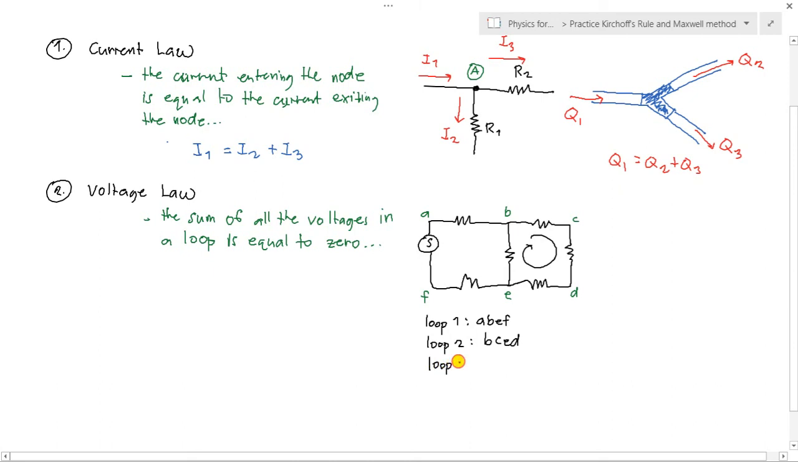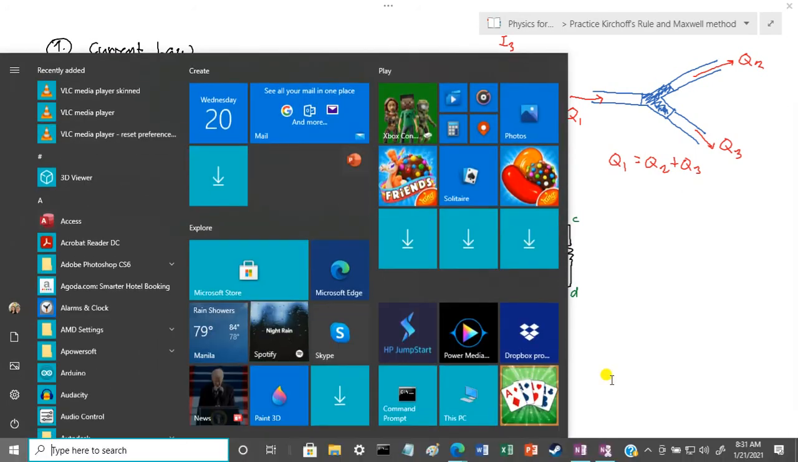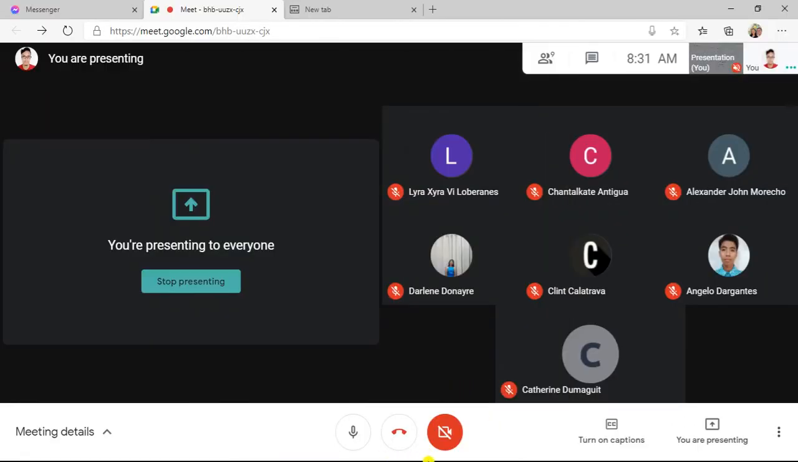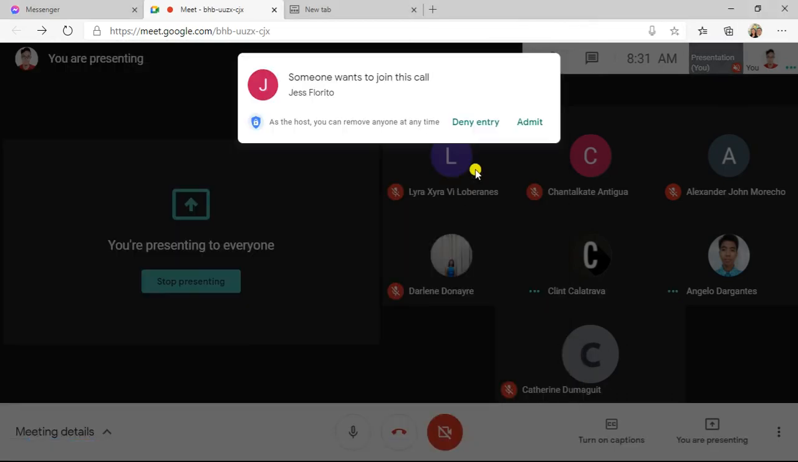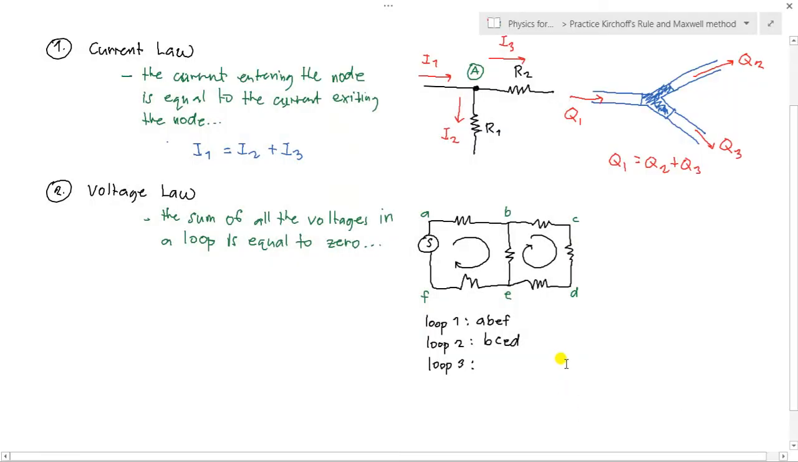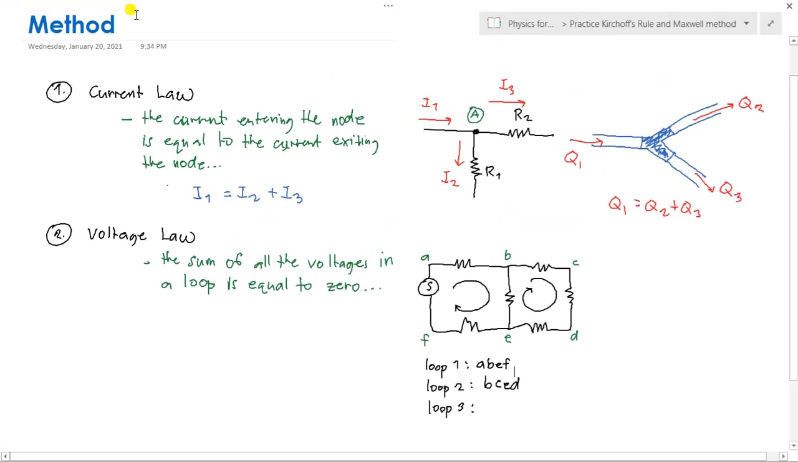Actually, we also have a third loop. Who can guess what the third loop is? Okay, we finished the first loop, then the second, and then there's the third loop. Can you guess? What is the third loop here? Any idea? Are you still following, class? Yes, correct.